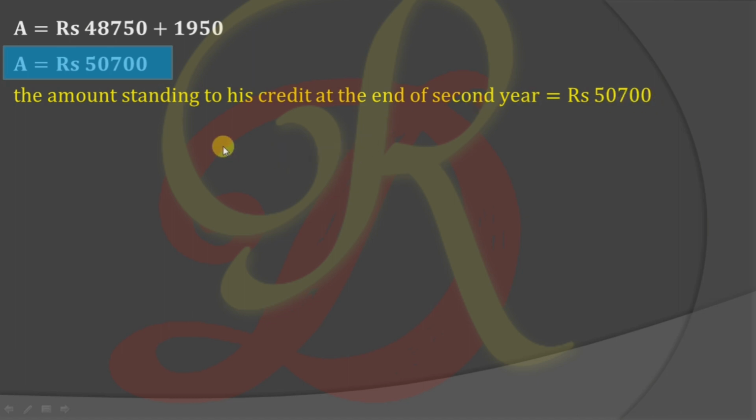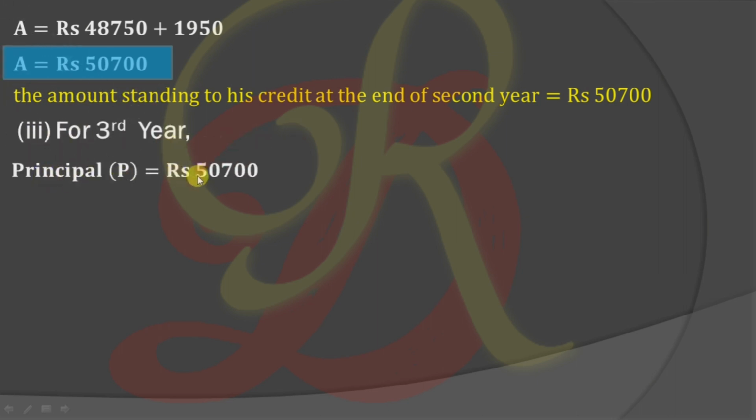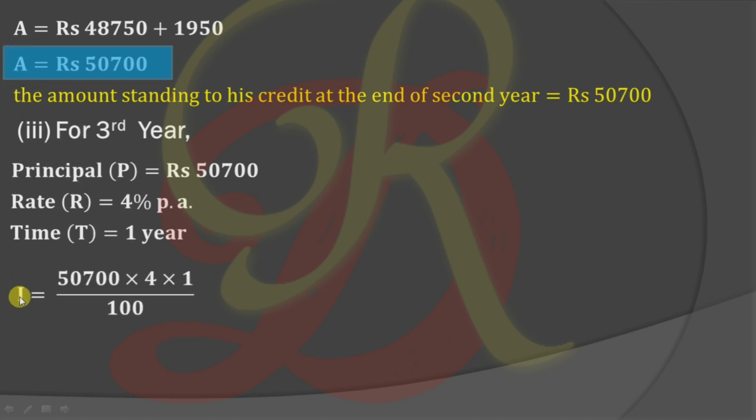50,700. Now for the third year, I just need to calculate the interest. So for third year, principal is equals to rupees 50,700. That means amount at the end of second year becomes the principal for the third year. So principal is equals to rupees 50,700. Rate is equals to 4% per annum. Time is equals to 1 year. Now I is equals to 50,700 into 4 into 1 whole divided by 100.